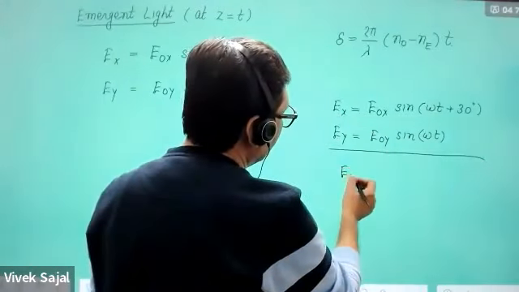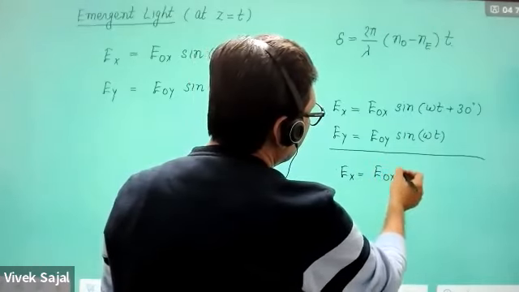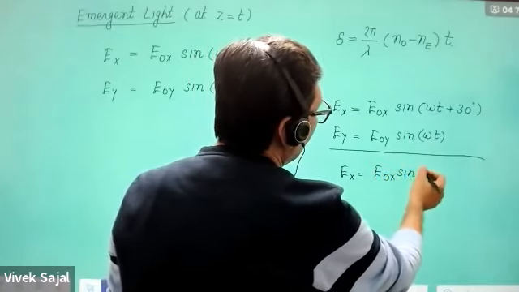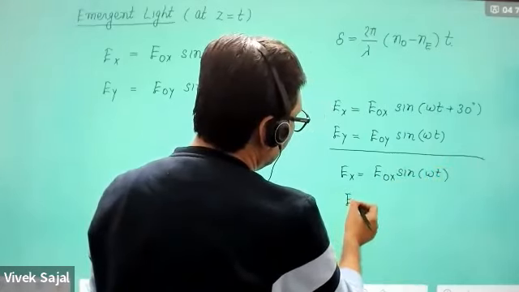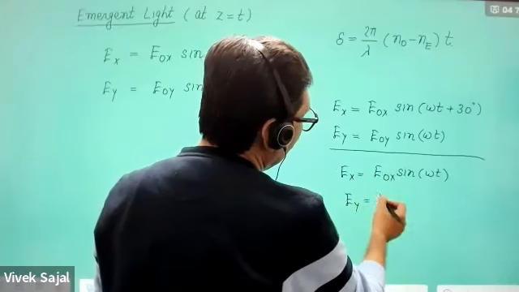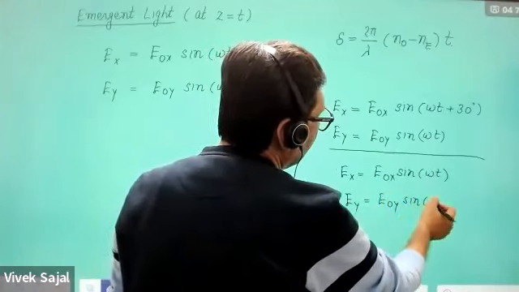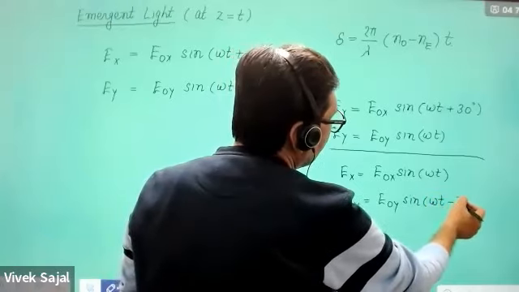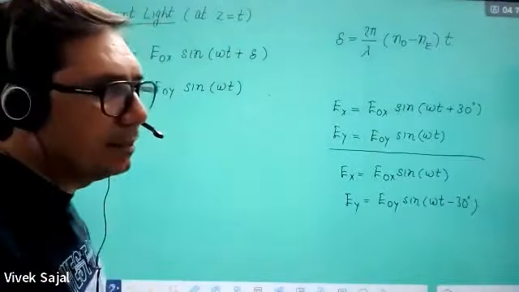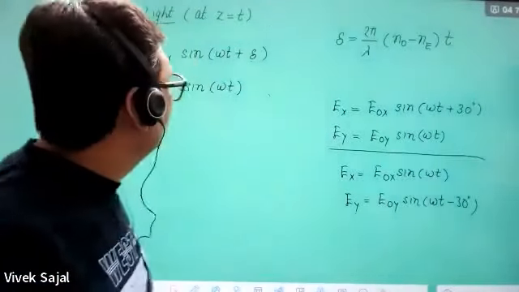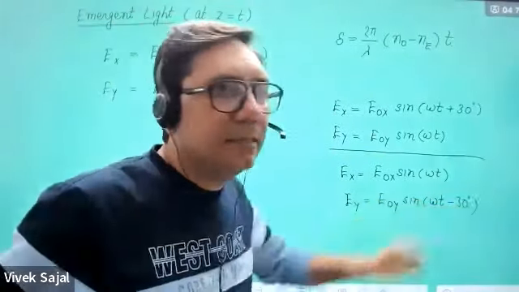Another way to write this set of equations is like this. Ex is equal to E naught x sine of omega t. And here I can write Ey, that is E naught y, sine of omega t minus 30 degrees. So both are the same equation here. One thing is this, but his question is different. If I'm writing like this, I can also introduce that minus delta here.